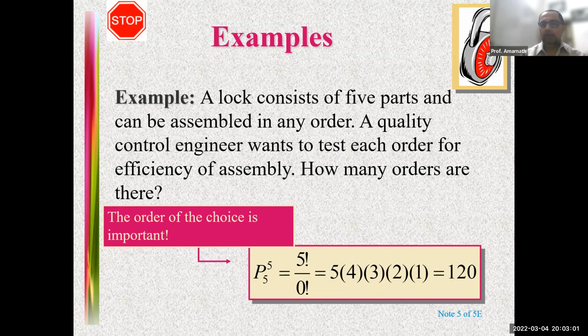A lock consists of 5 parts, which can be assembled in any order. A quality control engineer wants to test each order for efficiency of assembly. How many orders are there? There are 120 ways. So this is an example from QC, or mechanical, automotive, something like that.